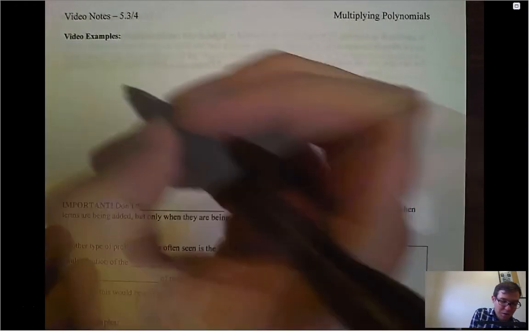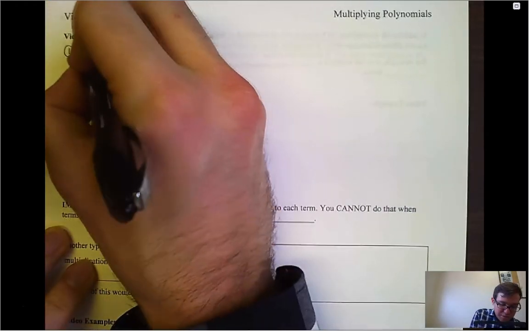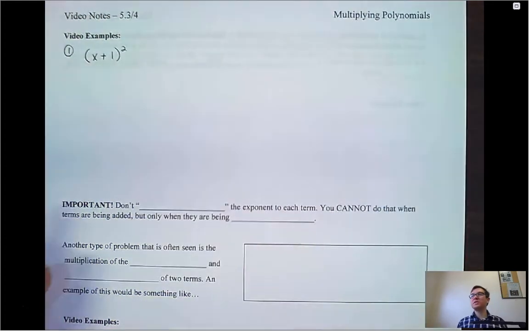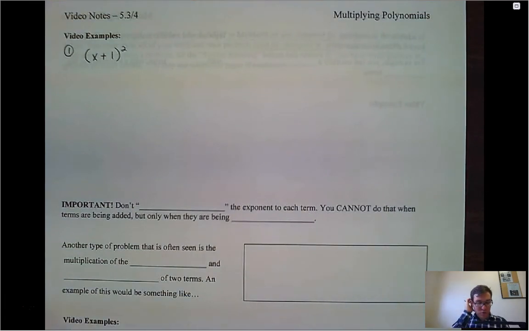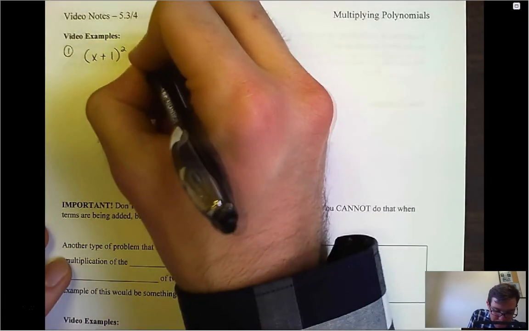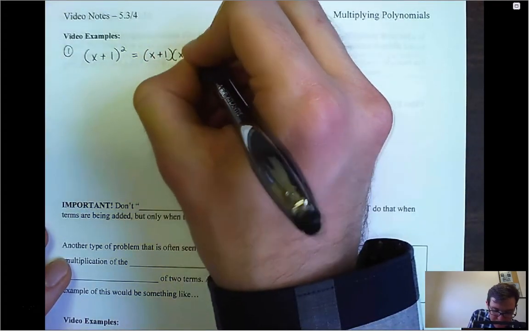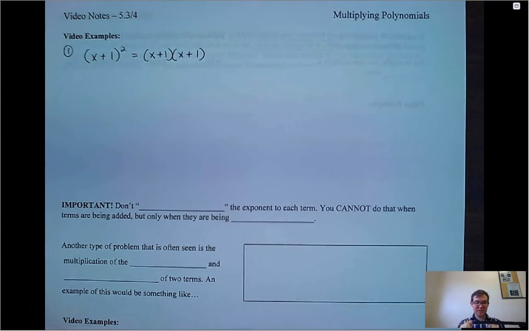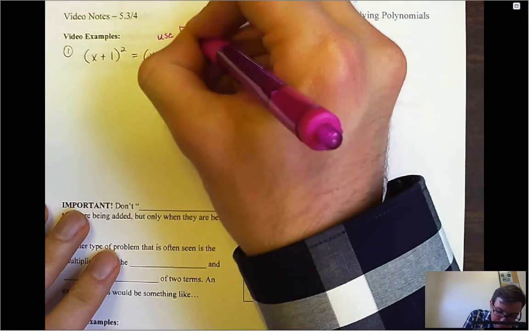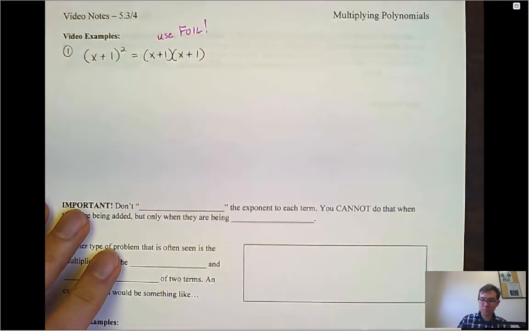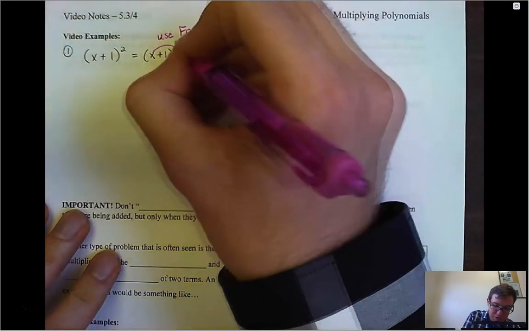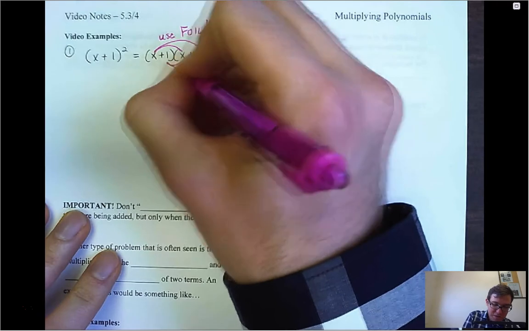Let's look at some examples of how we use that notation. For example 1, we'll do the quantity x plus 1 squared. What this means is that we have x plus 1 times itself, just like x squared is x times x. In this case, we have the quantity x plus 1 times the quantity x plus 1. It's still the binomial times the binomial case, so we can still use FOIL. FOIL says first terms, outer terms, inner terms, and last terms.